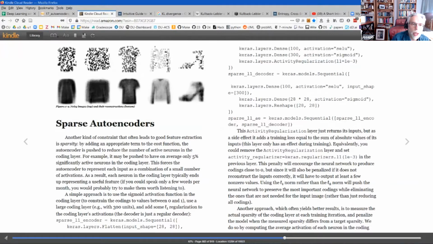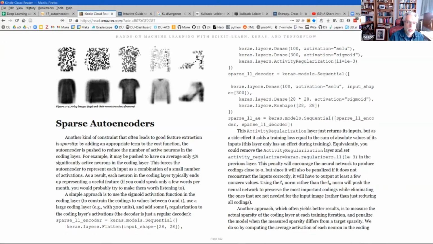Okay, so what he was saying down here is that instead of adding an activity regularization layer, you could set a parameter here and just stuff it into this dense layer by putting a comma after activation equals sigmoid, and then pasting in this parameter setting. But the main thing is you're inserting an L1 regularization layer.